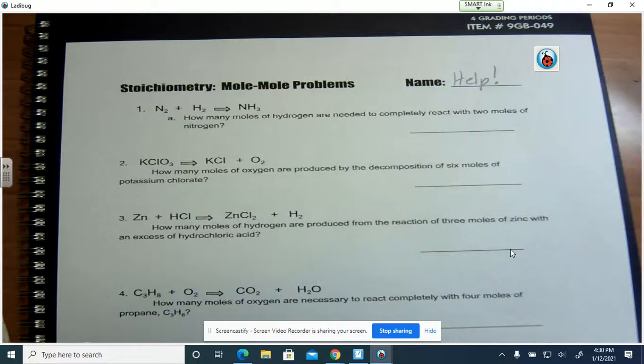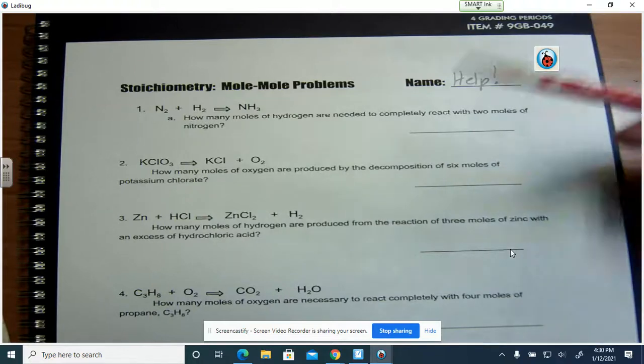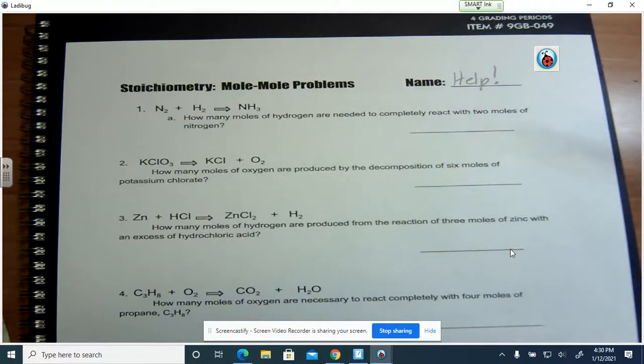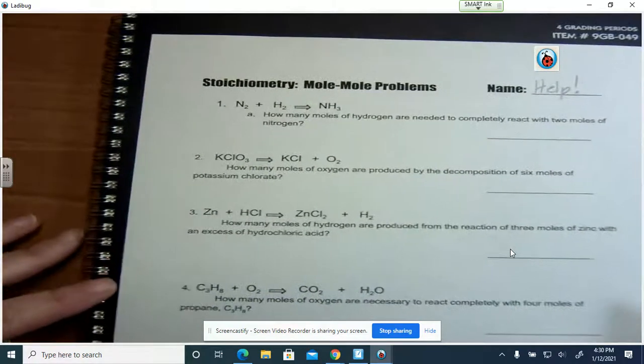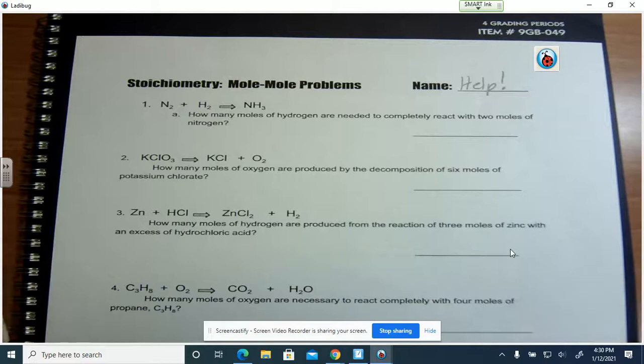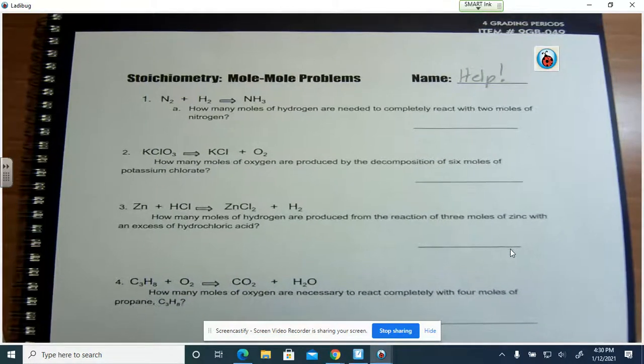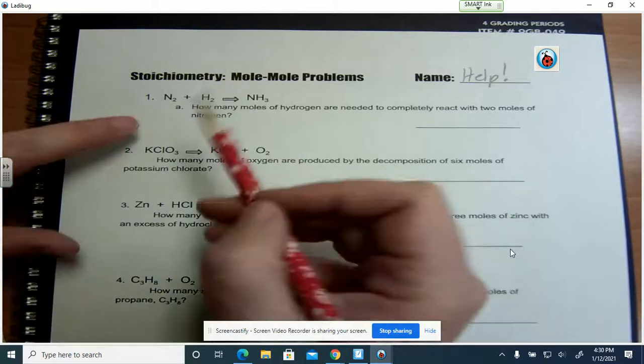So that's the first thing you're going to want to do: go and balance all of these chemical equations. If you don't remember how to do that, you need to go and look up a tutorial on how to balance equations. Once you figure that out, then you can start your problems. Okay, here we go. Let's look at this one first.